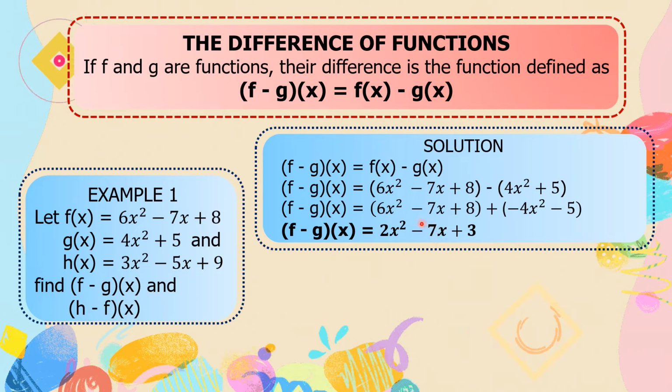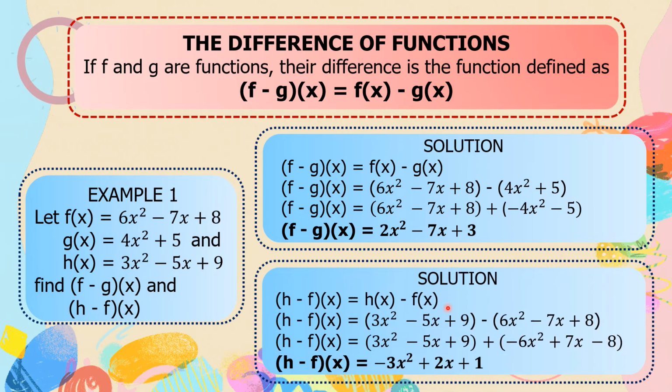Then we have negative 7x. So, as you can see, walang x dito sa kabila. So, just copy negative 7x. And the last, we have the constant term, which is positive 8 and negative 5. So, positive 8 plus negative 5 is equal to positive 3. So, yung difference ng f and g natin ay 2x squared minus 7x plus 3.